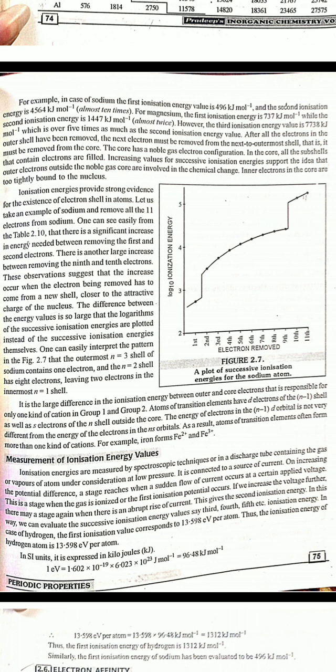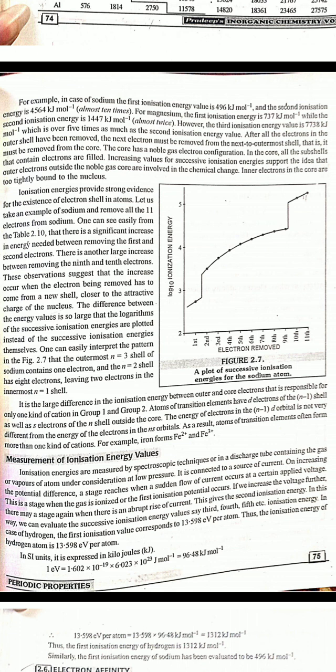Measurement of ionization energy values. Ionization energies are measured by spectroscopic techniques or in a discharge tube containing the gas or vapor of the atom under consideration at low pressure. It is connected to a source of current. On increasing the potential difference, a stage is reached when a sudden flow of current occurs at a certain applied potential. This is the stage where the gas is ionized, or the first ionization potential occurs.